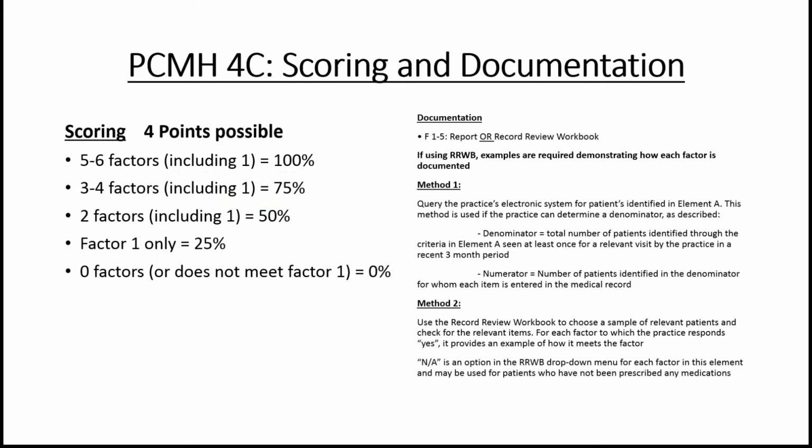Again, you can see the scoring and including factor 1, which was the critical factor. So 5 factors, including factor 1, is needed to reach the 100% of the 4 points possible. The documentation you'll see is the same as the last element. It's another area where, again, if it's a field that we can run a report through MedInt and show the number of patients, percent of patients who have that information in their medical record, we could easily do that. And if not, again, the workbook that we can go into the patient's record and note whether each factor, each condition is in their record.